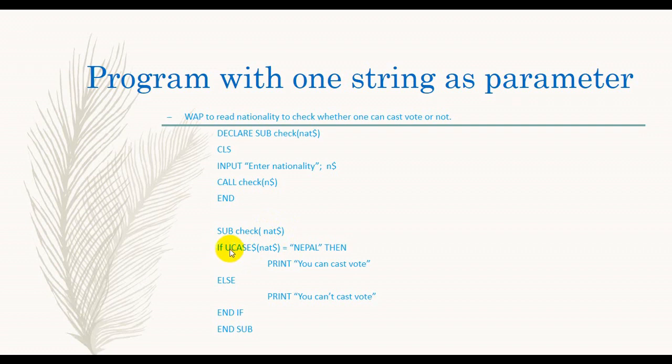So if UCASE$(NAT$), that means converting whatever input is available into uppercase, is Nepal, then we can write print you can vote. If you want to write Nepali, as it is said here nationality, there may be Nepali, then you can write here Nepali. So in such a case, if the condition is true, it will print you can cast vote, otherwise print you cannot cast vote. Yes, so in this way, when we have a string parameter, it works with the string input. That means for the string input to be accepted, we need to write a string parameter here.